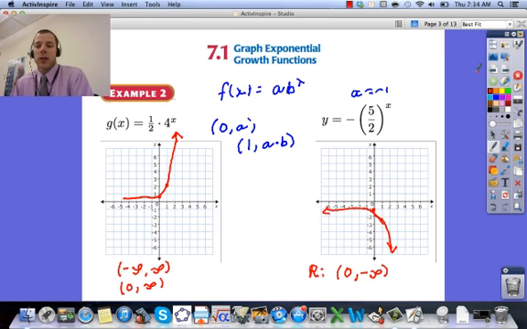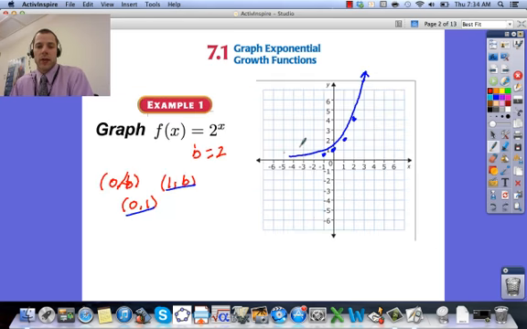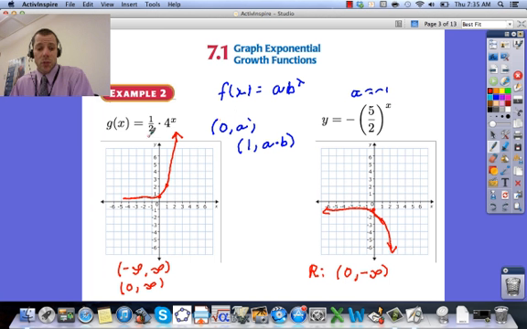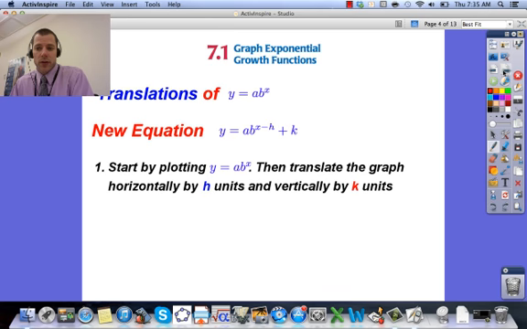Okay, so we've started with, let's just recap real quick. When a is 1, you have b to the x. 2 examples now where we have a is other than 1. We have a fraction here and a negative here. Now what we're going to do is translate these functions. So now we're going to throw in h and k. But it's actually quite easy.